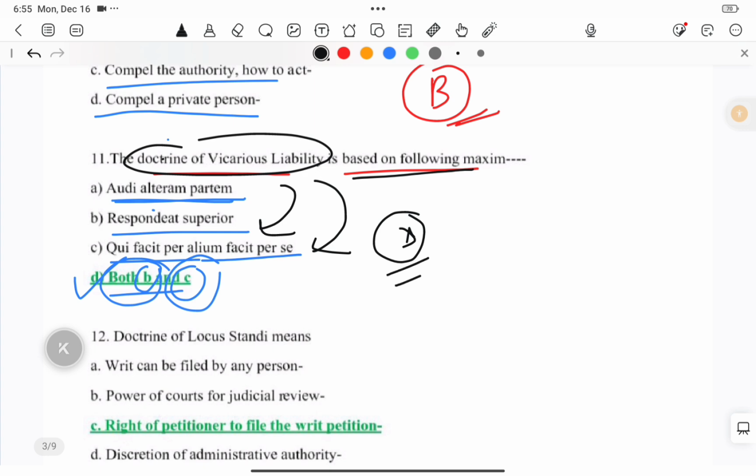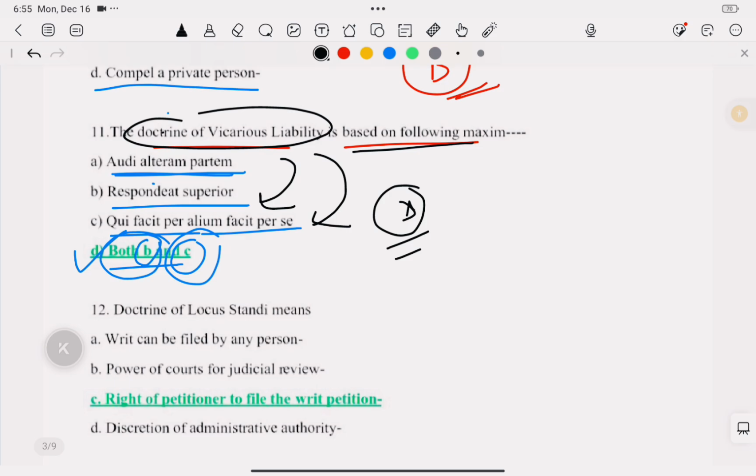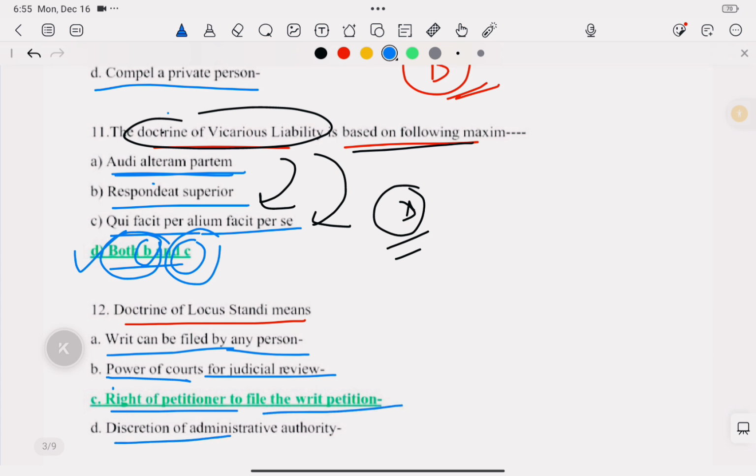Okay, so now moving to the next question, and this is the last question. The next question is: doctrine of locus standi means which of the following? Options are: writ can be filed by any person, power of courts for judicial review, option C, right of petitioner to file the writ petition, and option D, discretion of administrative authority. So in this case the correct option would be option C. That means the doctrine of locus standi means the right of the petitioner to file the writ petition.